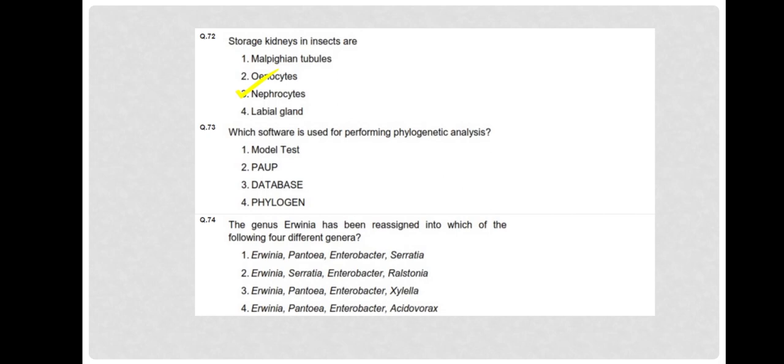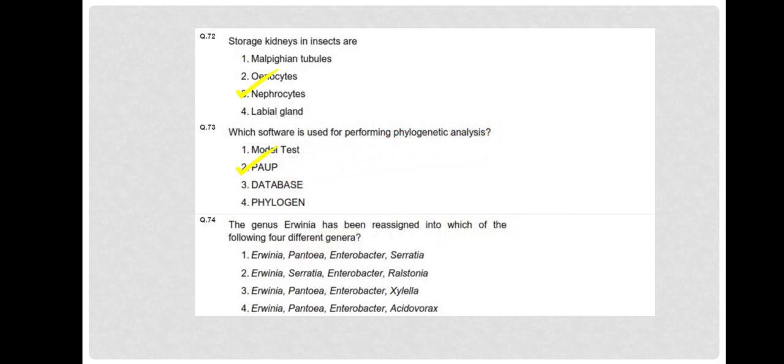Next question number 73. Which software is used for performing phylogenetic analysis? Answer is PAUP. The full form of PAUP is phylogenetic analysis using parsimony. This is for performing phylogenetic analysis.